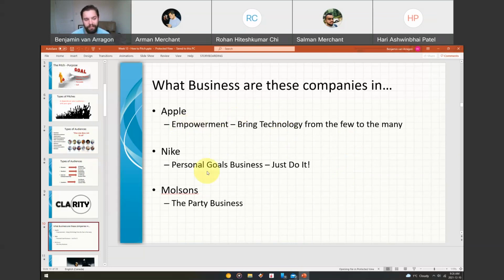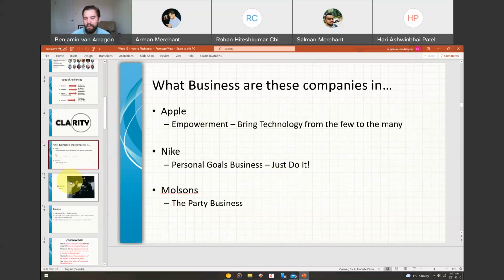Nike is in the personal goals. Their brand is just do it. So they're about motivation. Molson's, right? Like beer. Then that's the party business. That's like Molson Canadian beer. So you've got to know who you're pitching to and how you style your presentation. So you're not going to walk into an Apple meeting, and I mean, maybe you would have a bunch of energy with what you're doing, but you'd still want to represent a very professional, clean presentation. Whereas with Molson's, maybe you could be a little bit more relaxed and have some more fun with it because they're in the party business.